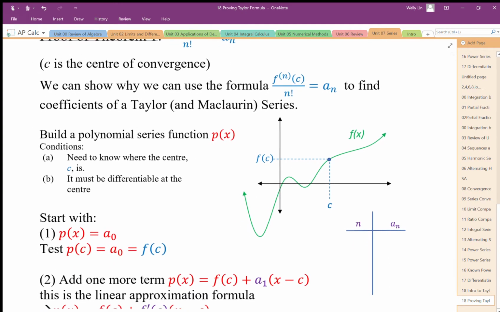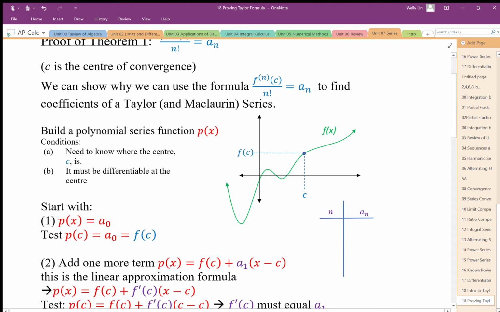Okay, so I've drawn here f of x, just a random function, and we want to build this Taylor series polynomial for it. First of all, we need a couple of conditions to be able to do this. We need to know where the center is, a starting point, so we need to know that coordinate right there. And the function must be differentiable at that center. We must be able to find derivatives at that center.